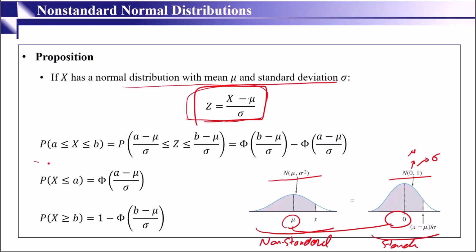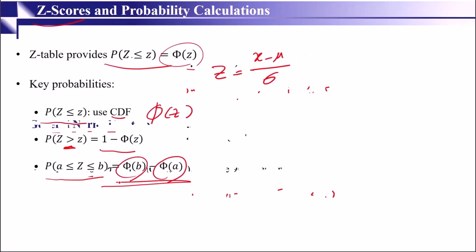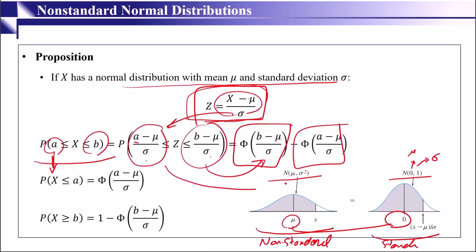So then the probability of x between a and b is the probability of, instead of a, here we bring this equation. So instead of x, a minus mu divided by sigma, and b minus mu divided by sigma. Based on the equation that we had already, the probability of z between this one and this one is phi of b minus phi of a, right? And the probability of x less than or equal to a is phi of a minus mu divided by sigma, and the probability of x greater than b is 1 minus this one, which is also known as CDF.